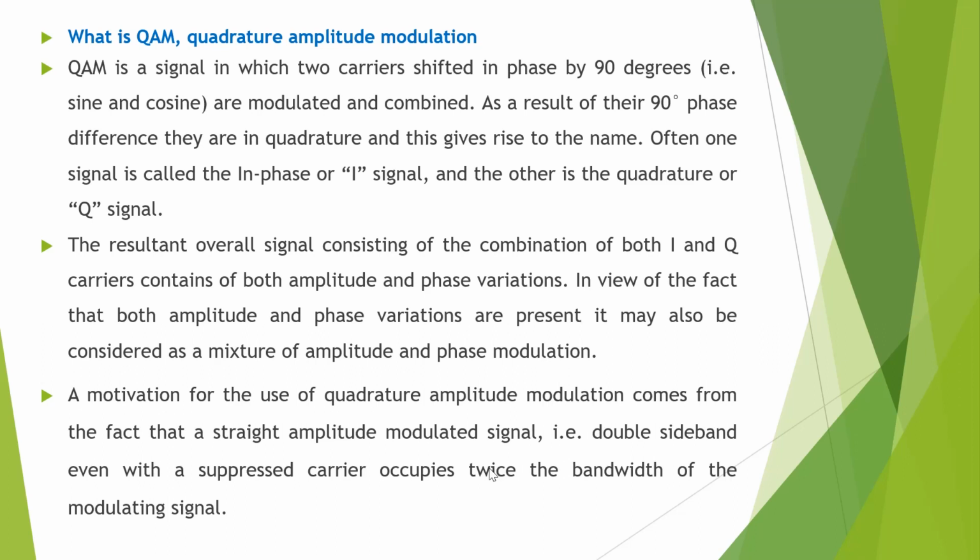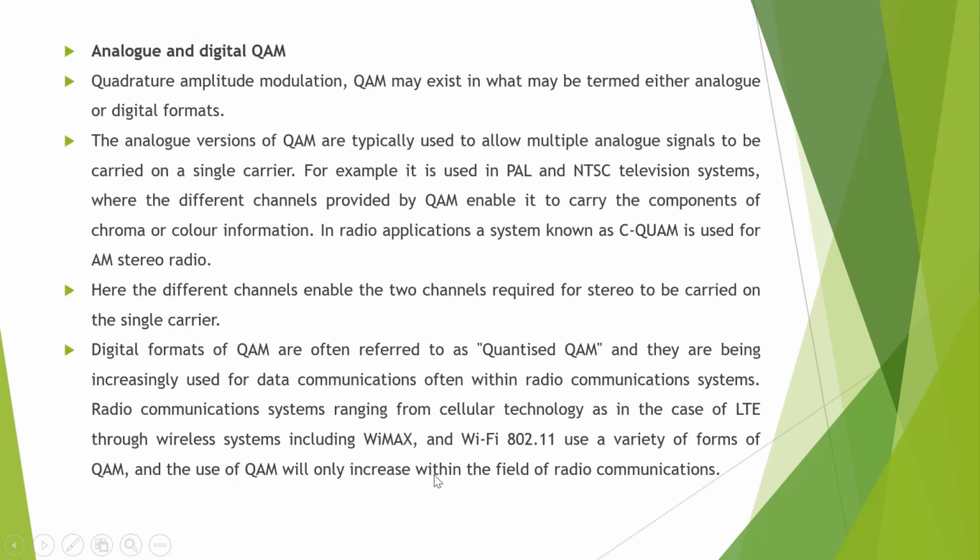The resultant overall signal, consisting of the combination of both I and Q carriers, contains both amplitude and phase variation. In view of the fact that both amplitude and phase variations are present, it may also be considered as a mixture of amplitude and phase modulation. A motivation for the use of quadrature amplitude modulation comes from the fact that a straight amplitude modulated signal, that is double sideband, even with suppressed carrier, occupies twice the bandwidth of the modulating signal.